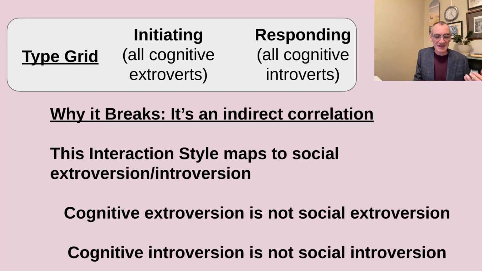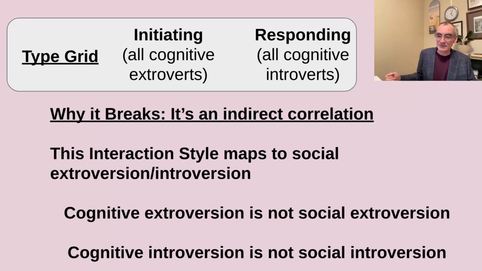And again, Dr. Berens, I believe, would agree with the sorts of stuff that I'm throwing out here. This interaction style does not map to Jungian introversion and extroversion, because intro and extroversion under Jung is about engagement with the subject first or with the object first, with looking internally versus externally. It doesn't necessarily mean that someone will initiate or respond, which are more specific to social contexts.